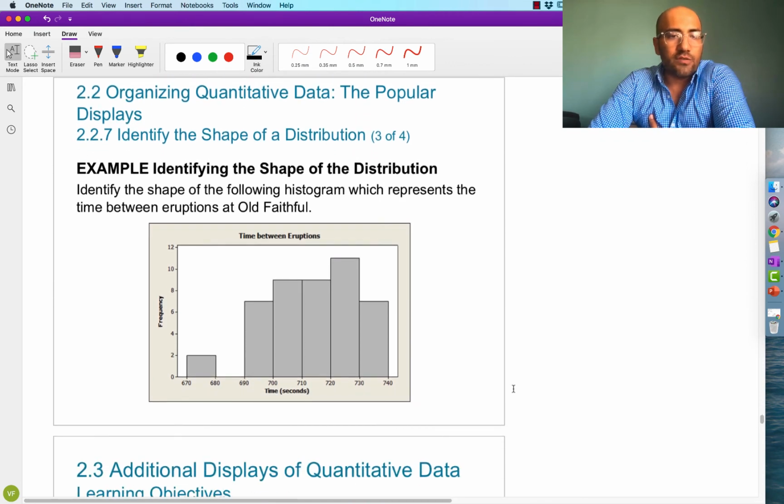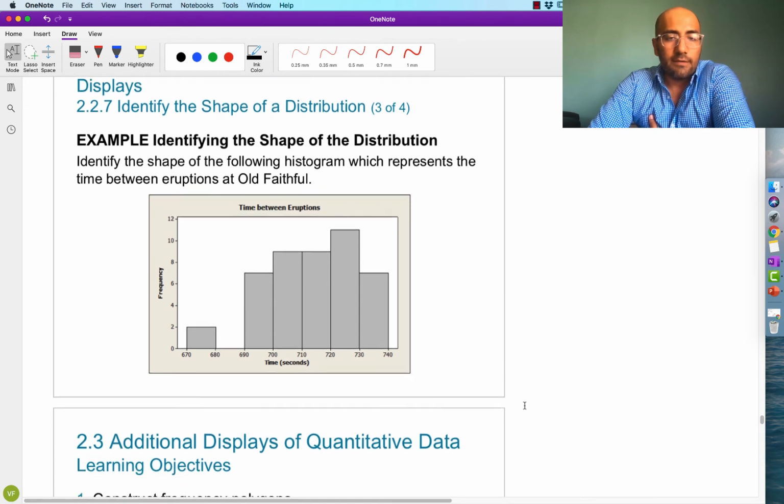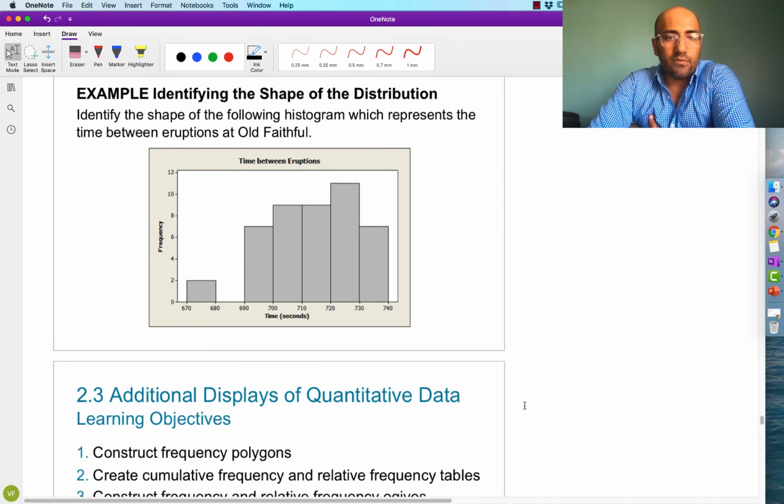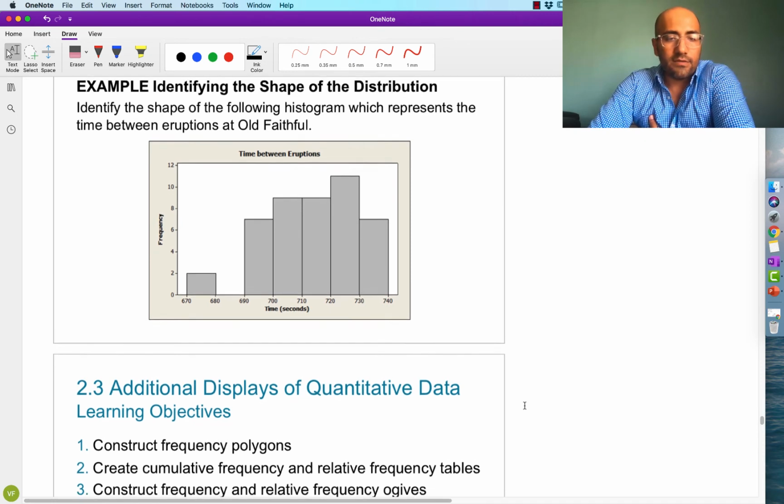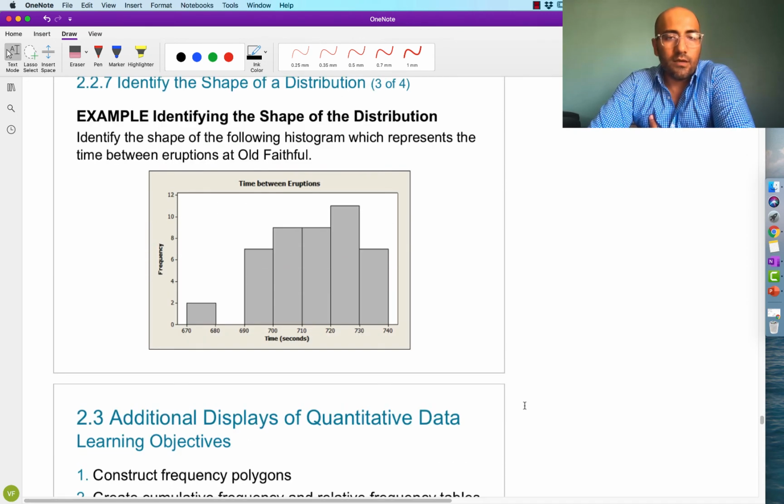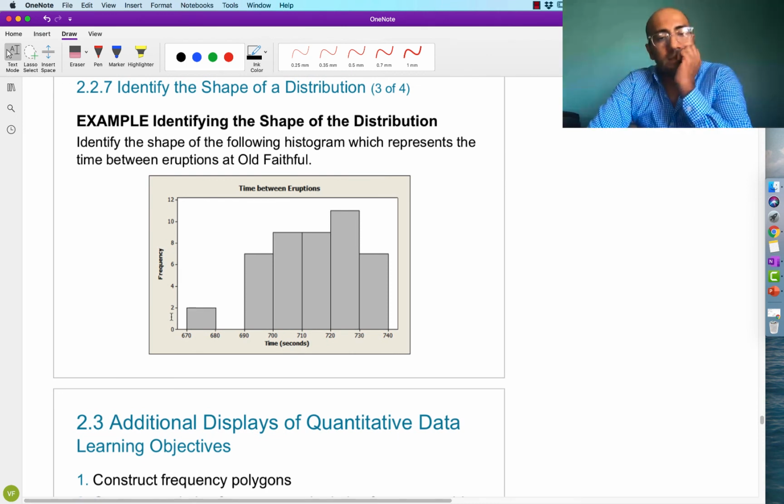Identifying shapes of distributions. Identify the shape of the following histogram, which represents the time between eruptions of Old Faithful. Okay, so we look at our graph like this. Because it feels like it's kind of building up this way and then kind of comes off this way, I would say that this is going to be left-tailed.